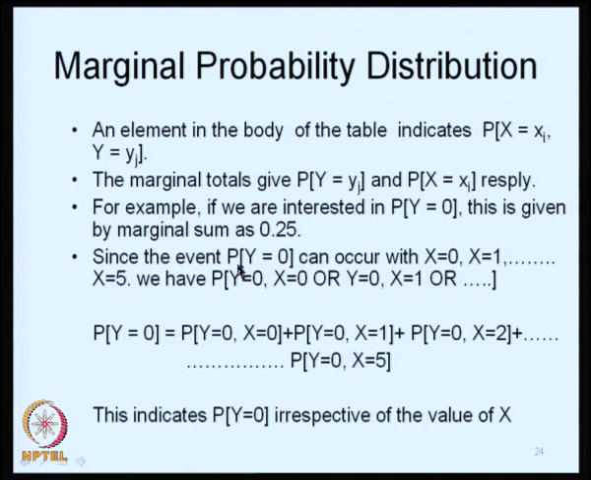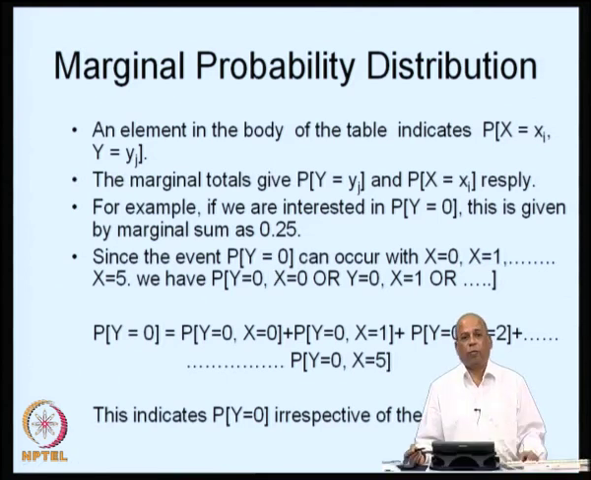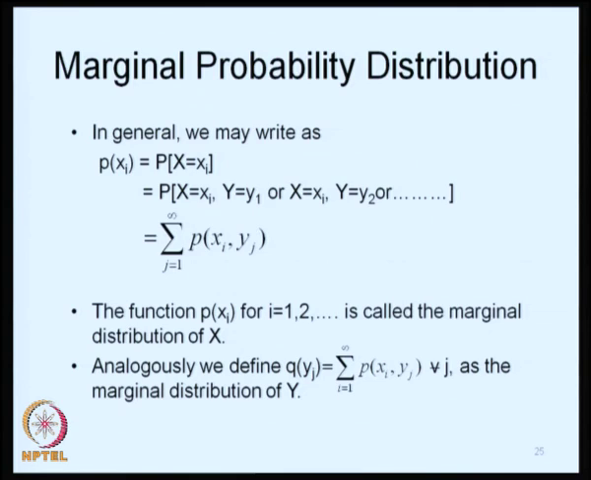Let us say you are talking about probability of y is equal to 0. This can occur with x is equal to 0, x is equal to 1, etcetera, up to x is equal to 5. So, we define probability of y is equal to 0 as probability of y is equal to 0 and x is equal to 0, plus probability of y is equal to 0 and x is equal to 1, and so on. So, this indicates, as I said, probability of y is equal to 0 irrespective of the value that the random variable x takes.